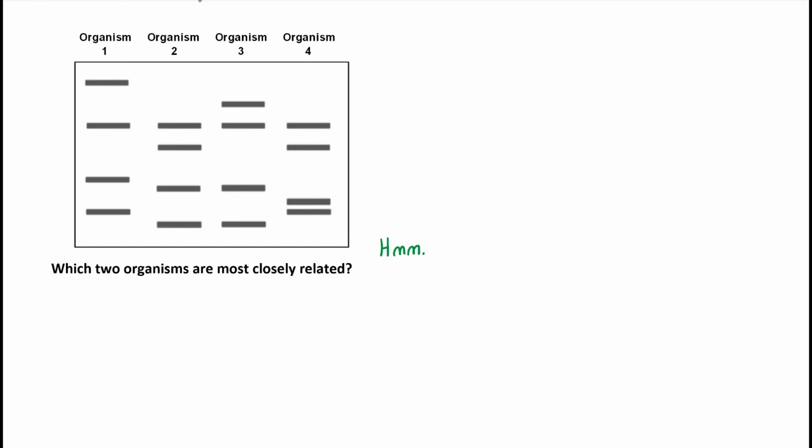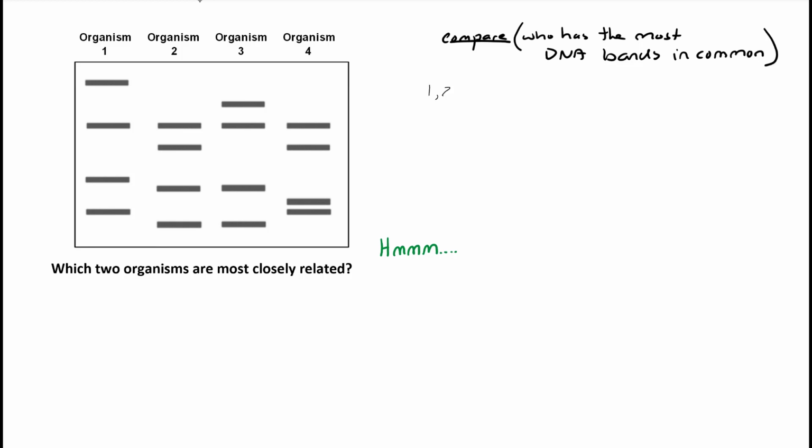Last scenario. Which 2 organisms are most closely related? It seems like a crazy question, a long-winded one, but you have to compare all the organisms. So I just kind of start with going, organism 1 compared to organism 2, 1 to 3, 1 to 4, and then 2 to 3, 2 to 4, and then 3 to 4. I'm going to compare and see how many DNA bands they have in common.